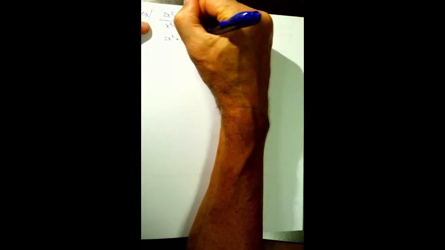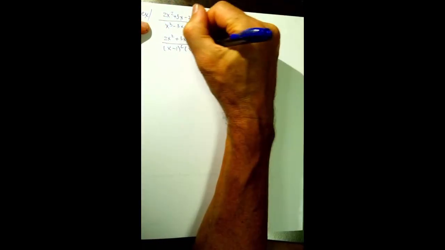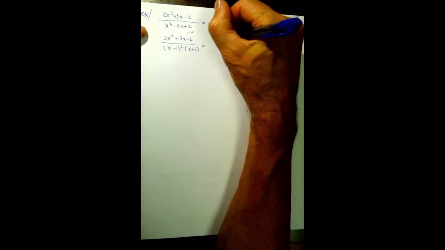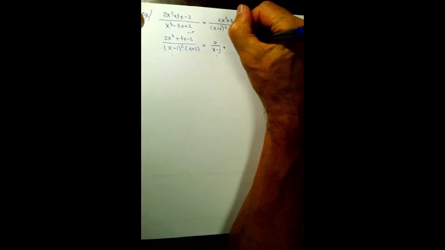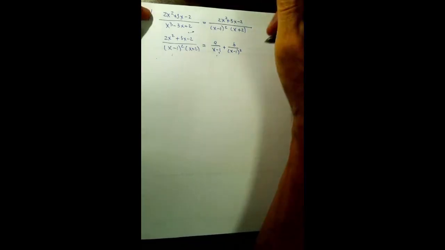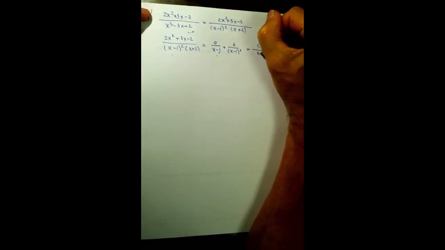All right. Having said that, I get 2x squared plus 3x minus 2 over x minus 1 squared times x plus 2. Of all the things that could have this common denominator, I have to consider that a over x minus 1 is in there, right? Because its common denominator is going to have an x minus 1 squared when I bring it together with b over x minus 1 squared. And then that's going to leave the c over x plus 2.